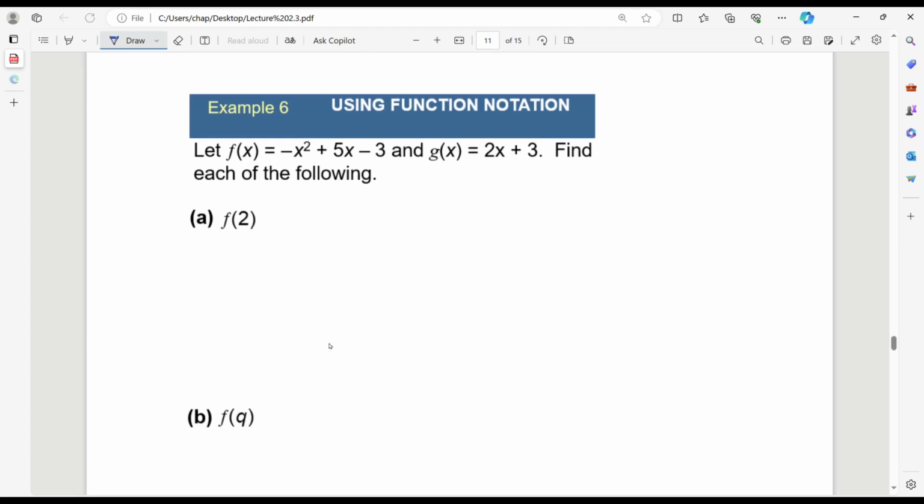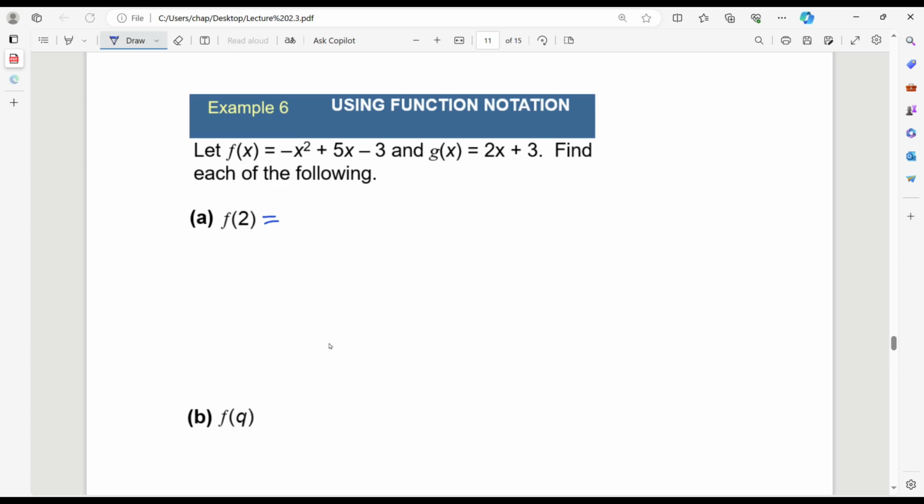In example 6, let f of x be equal to negative x squared plus 5x minus 3 and g of x be equal to 2x plus 3. Find each of the following. In part A, we want to find f of 2. So usually we'll write f of 2 first, then we'll put an equal sign.